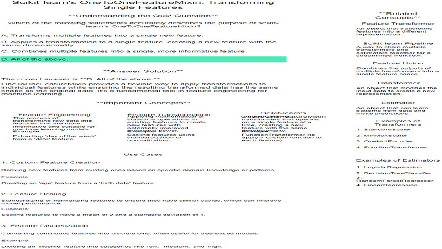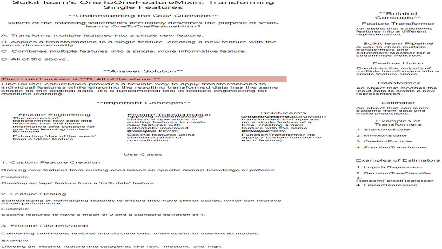D. All of the above. Transforms multiple features into a single new feature. True. This choice accurately reflects all the capabilities of one-to-one feature mixin. As explained in the previous explanations, it can transform single features, combine multiple features, and result in a single new feature. D. All of the above.